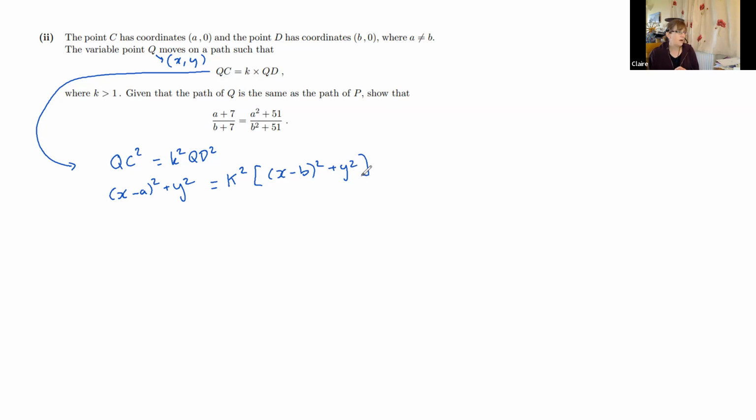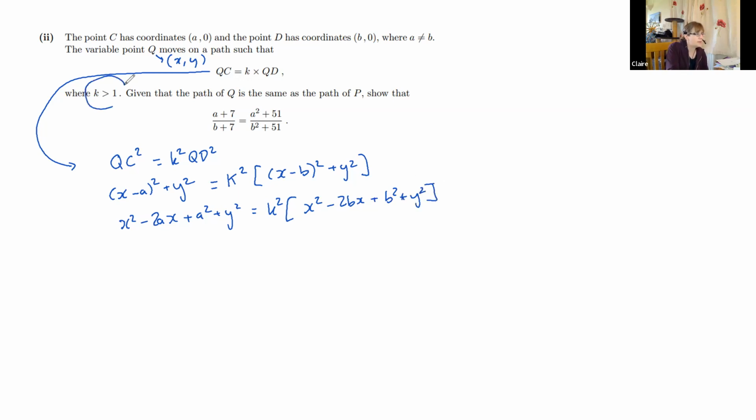It says, given that the path of Q is the same as the path of P, show that that is true. Well, let's start by simplifying this a bit if we can. So we're going to get x squared minus 2ax plus a squared plus y squared equals k squared into x squared minus 2bx plus b squared plus y squared.